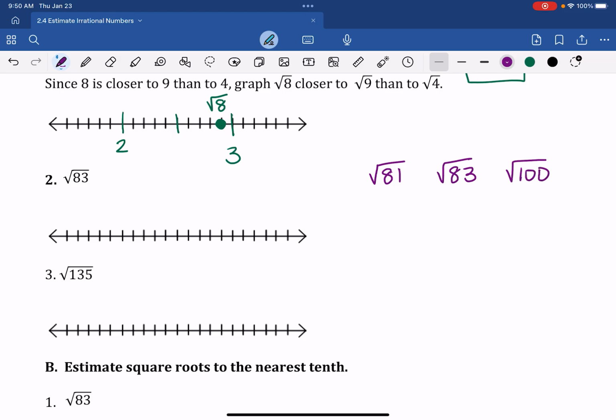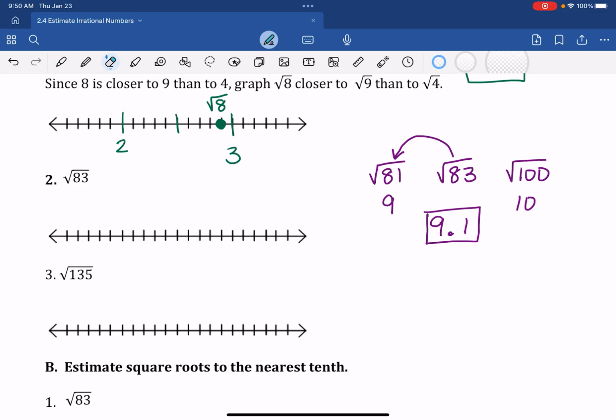Those are the two perfect squares. If I square root those perfect squares, I know that the decimal is going to be in between 9 and 10 somewhere. 83 is closer to 81, so I know my decimal is going to be closer to 9. And I'm going to guess that my decimal, let's just go with 9.1 for right now. Okay, all we're doing is just guessing. We'll get a little bit more exact on the next page.